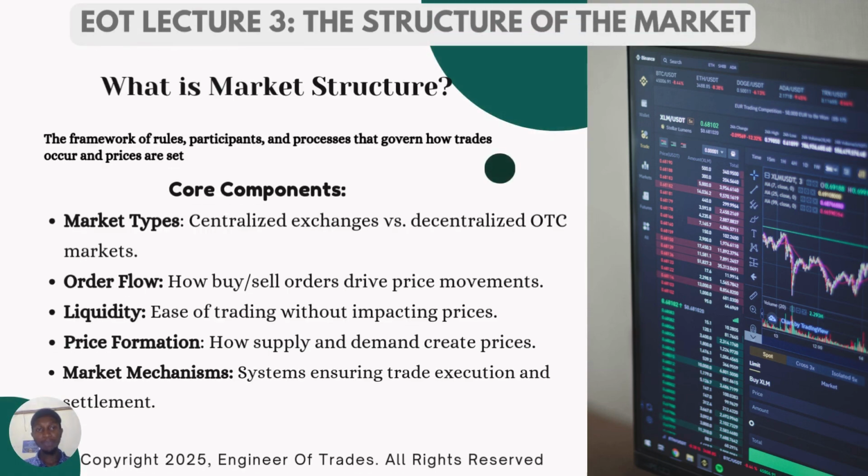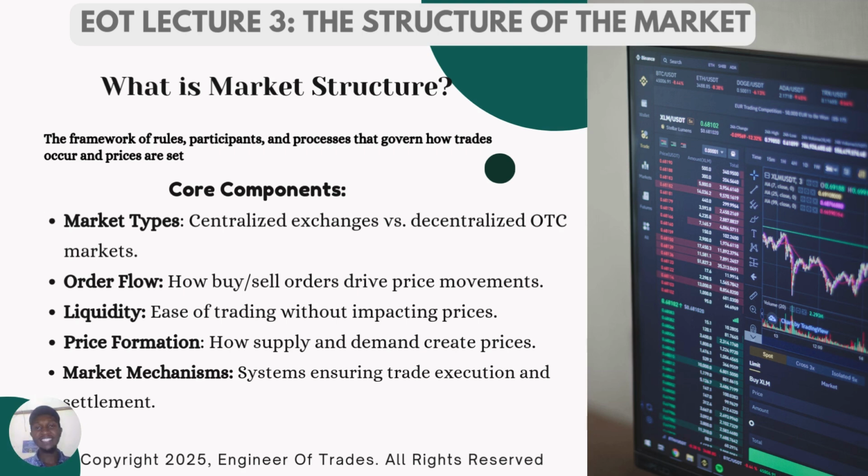And with that, we begin looking into what market structure is. Pardon me for that. We are going to understand the market structure in 5 lights, okay? 5 core components. The first one is market types, order flow, liquidity, price formation, market mechanisms.